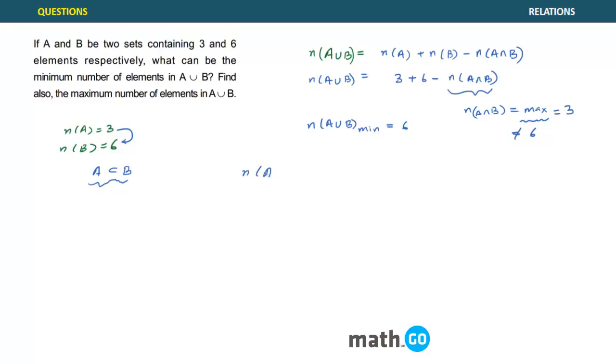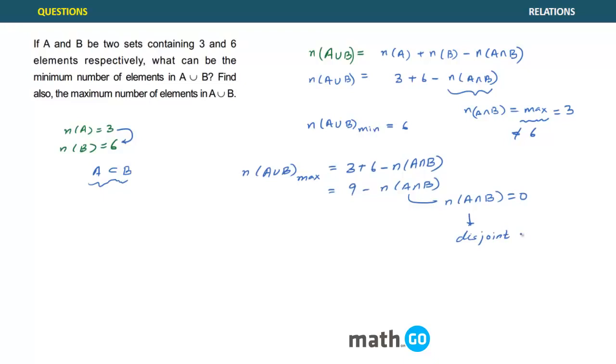Now you also need to find the maximum value of A union B. So here I'll again rewrite the expression. This is n(A intersection B). The maximum value will be obtained when nothing is subtracted, right? If you do not subtract any number, then this will be the maximum. So this will happen when A intersection B is 0, and this happens when they are disjoint sets. That is, there is nothing common between them. So the maximum value is 9 and the minimum value is 6. This is what you will say for this answer.